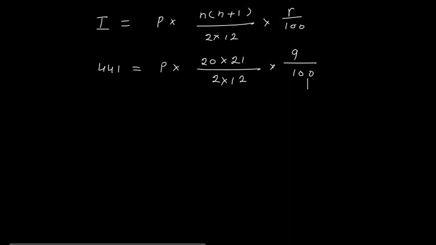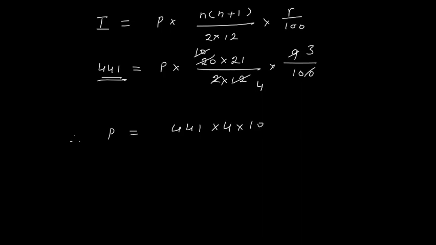Now what do we do? We can cancel this 2 and this 20, we will get 10. We cancel with 3 3s and 3 4s. Okay, so therefore now this 0 and 0 also can be cancelled. So therefore your P will be equal to 441. Okay, here we have 441. Now in the denominator here we have 4 into 10. So I will write 4 into 10.